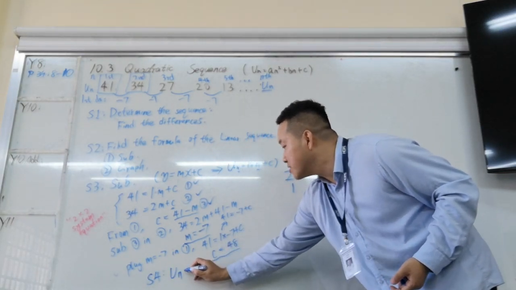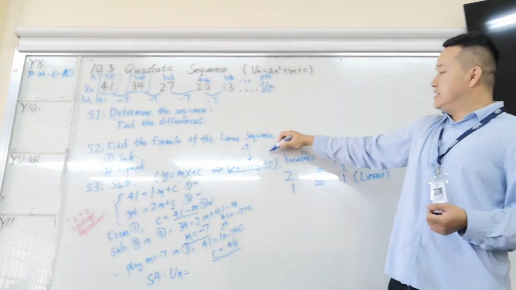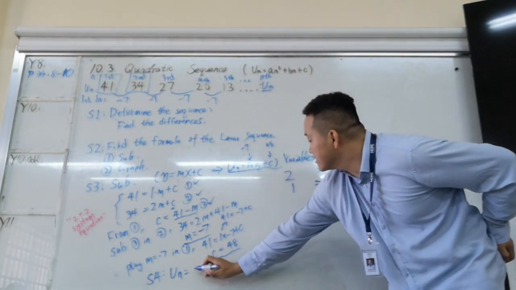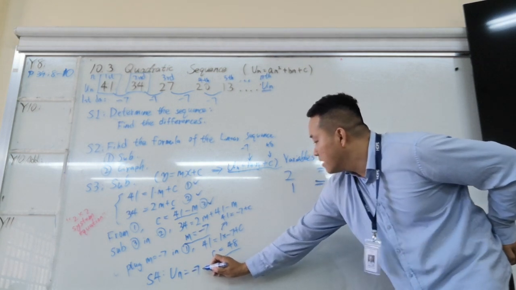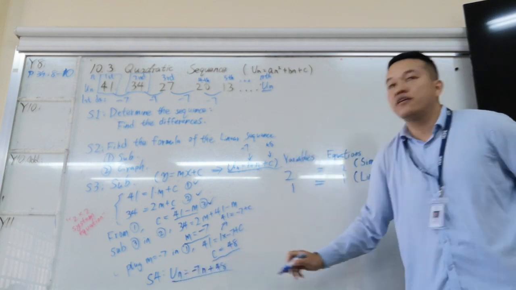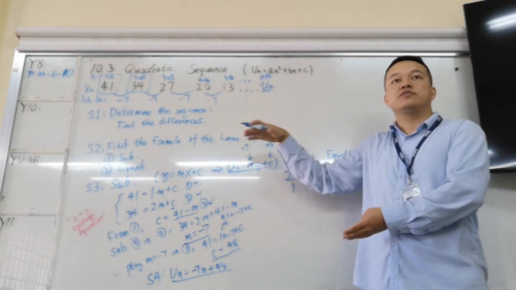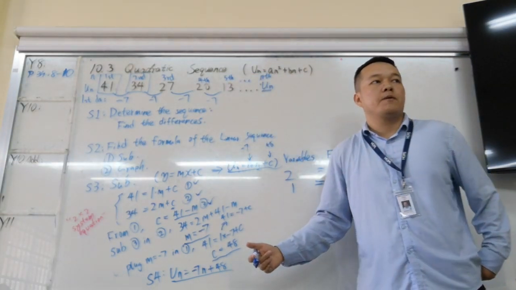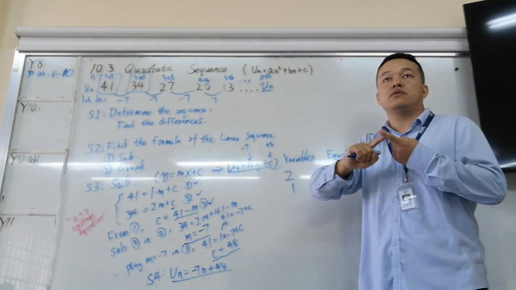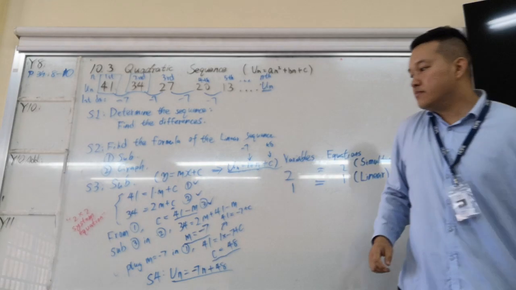Un is equivalent to, let's go back to here. Your m is -7, your c is 48. Then your equation becomes Un is equivalent to -7n plus 48. That's it. I mean, it takes longer for us to determine what the formula is, but it works for all of the sequences, no matter if it is linear, quadratic, even cubic. Let me explain why in the future.